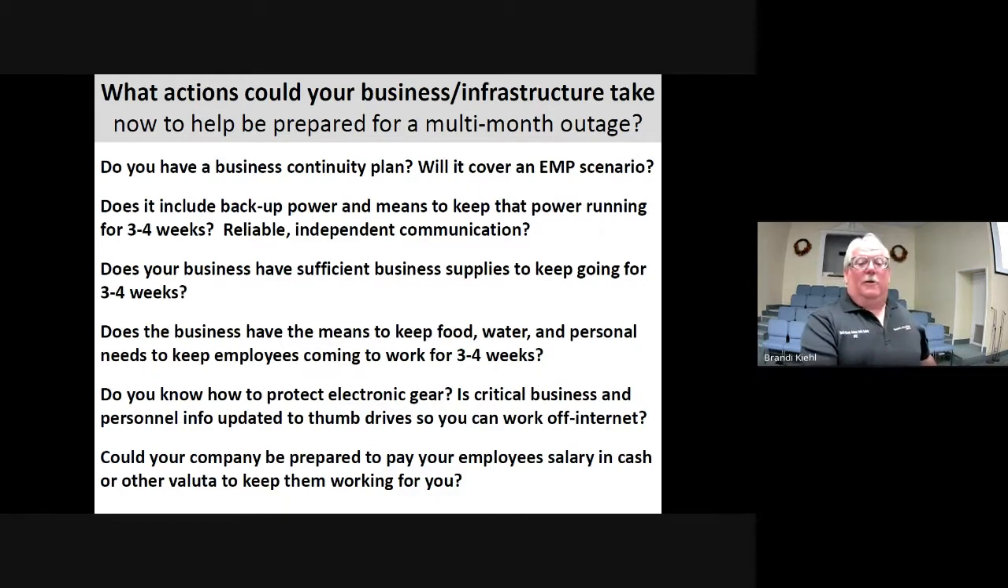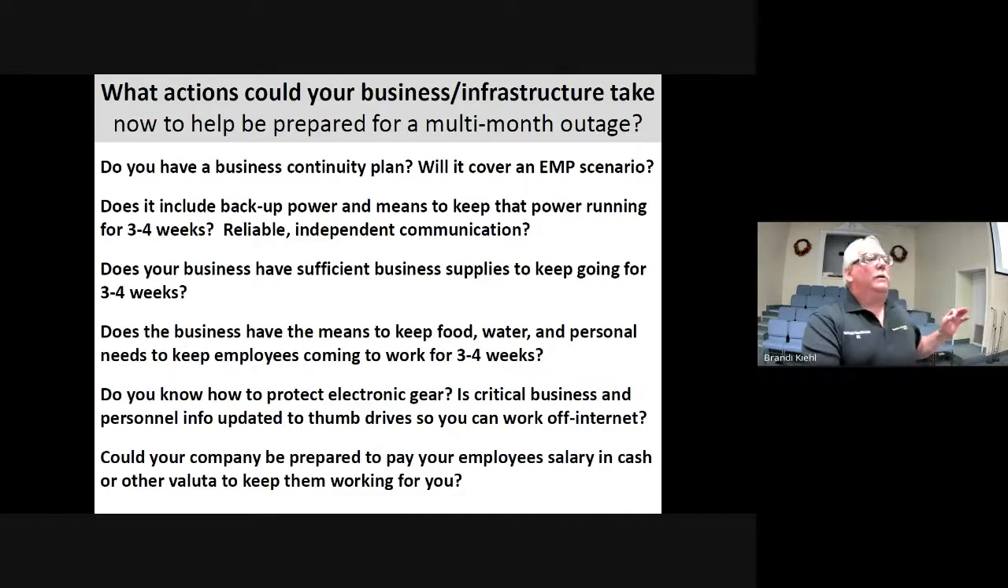Do you keep some food and water and personal needs to keep the employees coming back to work for a couple of weeks? Is there a way to do that? Do you know how to protect the critical electronic gear at your facility? If you, the IT genius for your little company, basically buy a few devices and take a few steps, you can help to protect your gear.